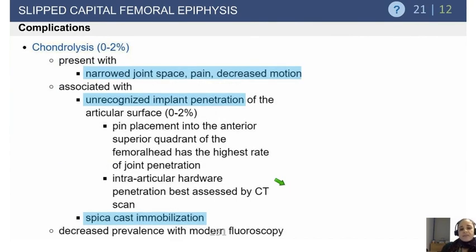Chondrolysis can happen. This is a narrow joint space and decreased range of motion. And most commonly, this currently happens from unrecognized implant penetration. So when you put your guide pin into the joint, you increase your risk for chondrolysis. And then if your screw penetrates, you have an even higher rate of chondrolysis. Historically, spica cast immobilization and multiple pin fixation were also associated with chondrolysis, but these are not ways that we treat slips anymore.